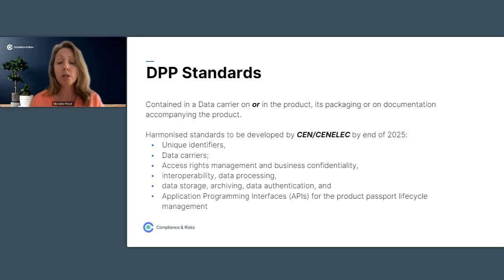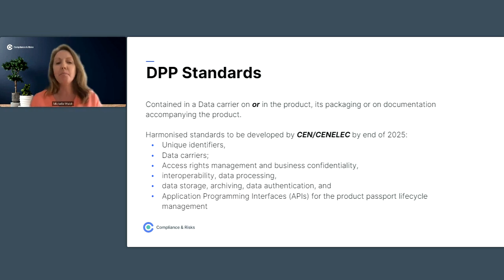So what are they doing? Interesting. So the first thing is the DPP is essentially a data carrier. It has to be on the product or in the product, its packaging, and in the documentation accompanying the product. So they have asked the CEN, which is the European Committee for Standardization, together with CENELEC, which is the European Committee for Electrotechnical Standardization, to develop standards for the DPP by the end of 2025. This mandate has asked them to develop standards on the unique identifiers, the data carriers, the access rights and business confidentiality, the interoperability, data processing, data storage, data authentication, and the application programming interfaces for the product's lifecycle.